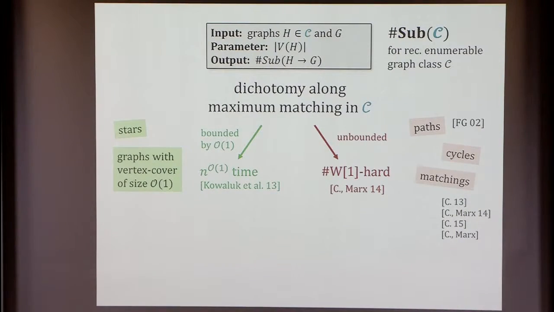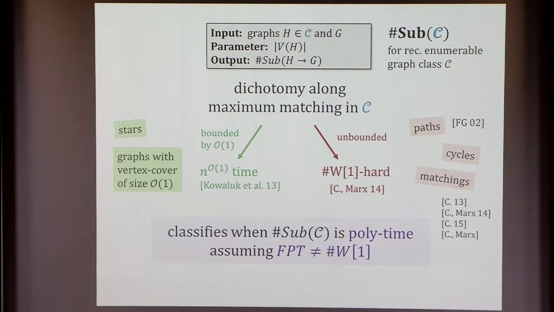And again, let me just stress that in this dichotomy, we actually get a classification of when counting subgraphs is polynomial time solvable. And the assumption that we have to make here is that FPT is not equal to #W[1]. So we assume something in parameterized complexity and we get something in classical complexity. And again, there are #P-intermediate cases for this problem.